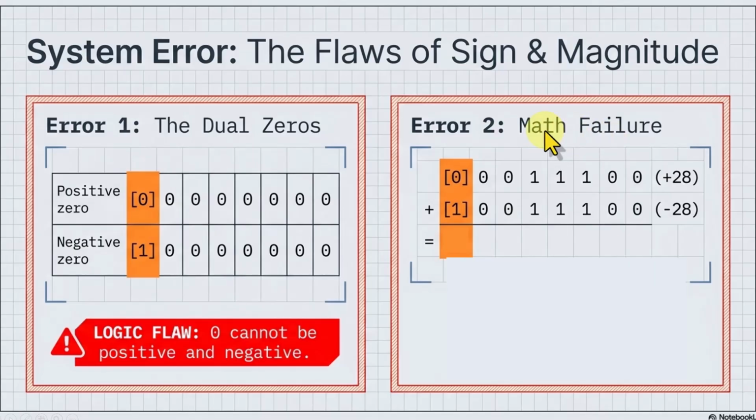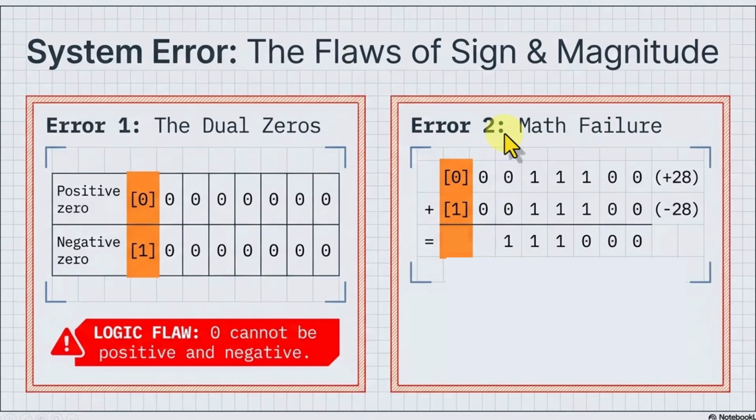The next problem is that we get math failures. For example, if you combine positive 28 and negative 28, the result must be 0. But see what we have here: 0 plus 0 is 0, 0 plus 0 is again 0, 1 plus 1 is 2, which is 0 with a carry of 1. Then 1 plus 1 plus 1 is 3, which is two ones, so again we have a 1 there, and a 1 carried over.